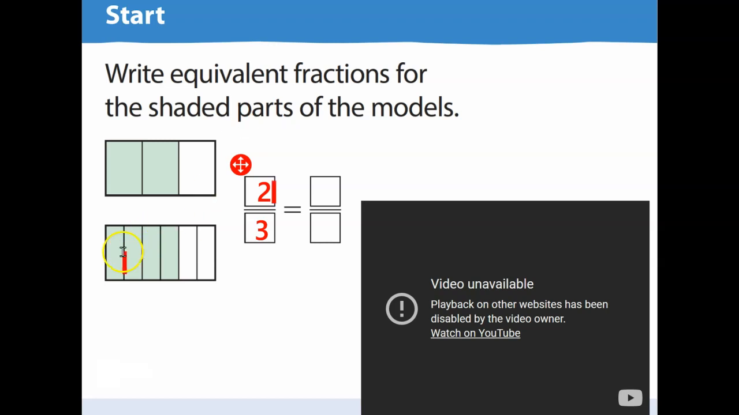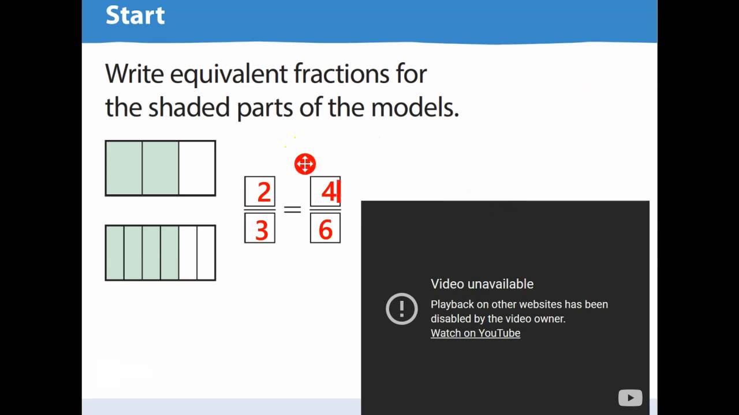Okay. The bottom one goes here. What's the total? 6. Okay. That includes these two right here. Okay. So 1, 2, 3, 4, 5, 6. Does that go to top or bottom? Bottom. That's my denominator. How many are shaded in? 4. Okay.